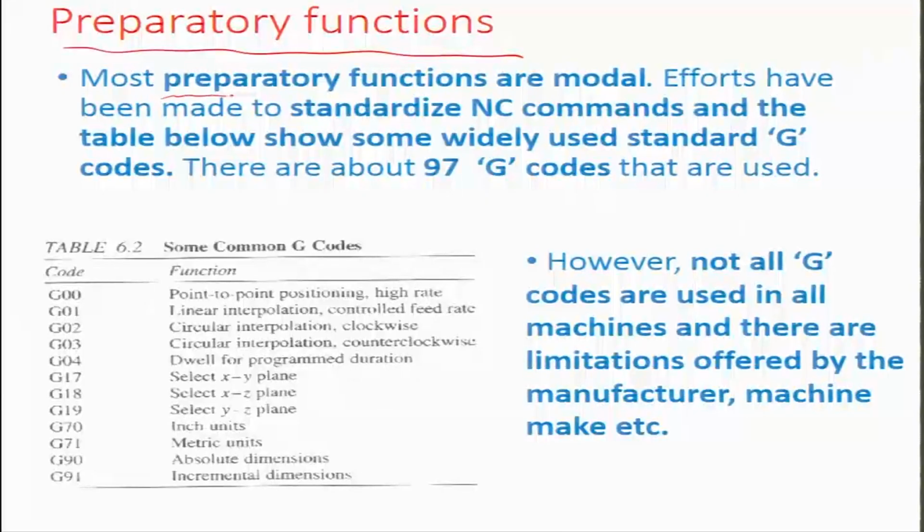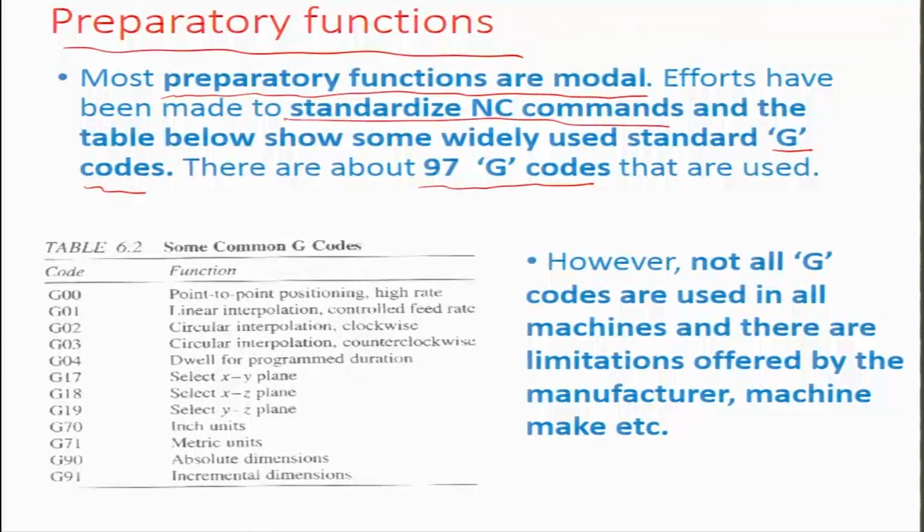So most of the preparatory functions are modal, so they have to be changed if you want them to have different effects. Efforts have been made to standardize more or less all the NC commands, and these codes, which describe the preparatory function, are also very well known as G codes. There are about 97 different G codes that controllers are used to handle.